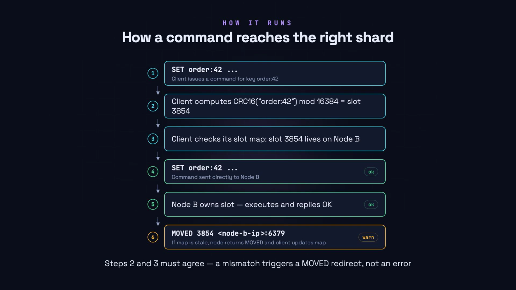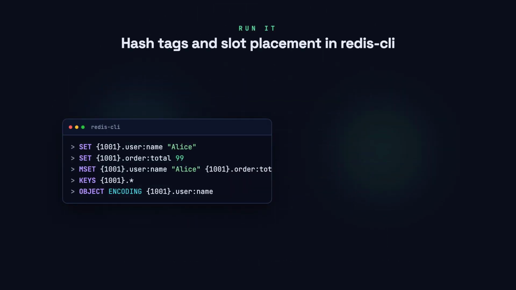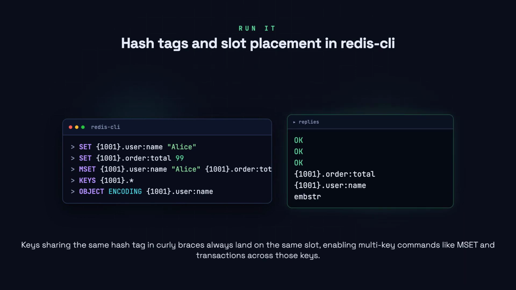If the map is stale, say after a rebalance, the node replies with a MOVED redirect, so the client can self-correct. Run CLUSTER KEYSLOT on two plain keys, and you will likely get different slots. Wrap the shared part in curly braces as a hashtag, like {1001}.user, and both keys hash to the identical slot, making multi-key operations legal.